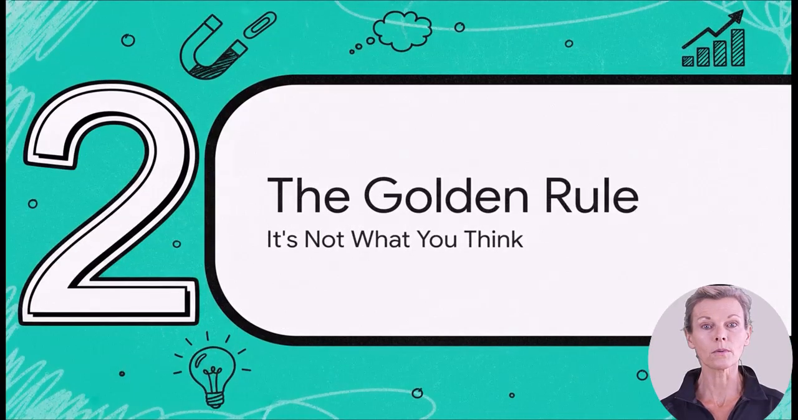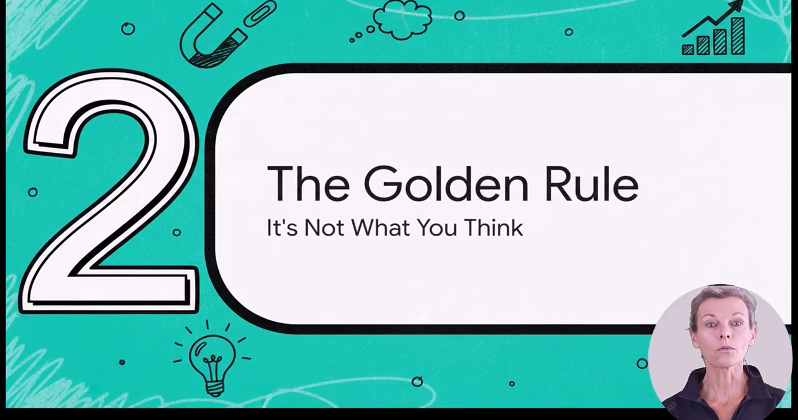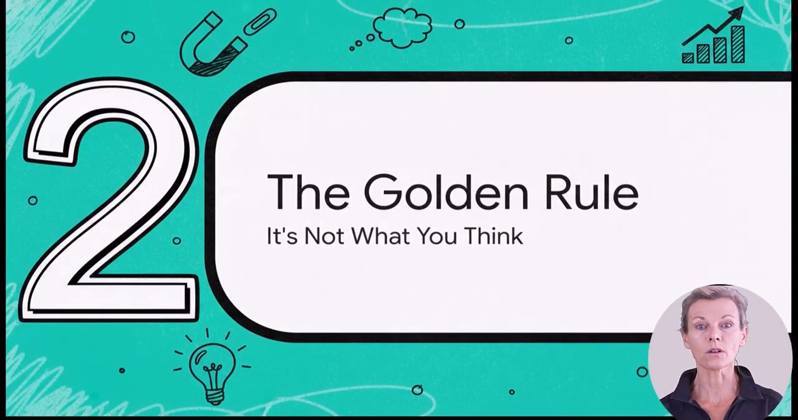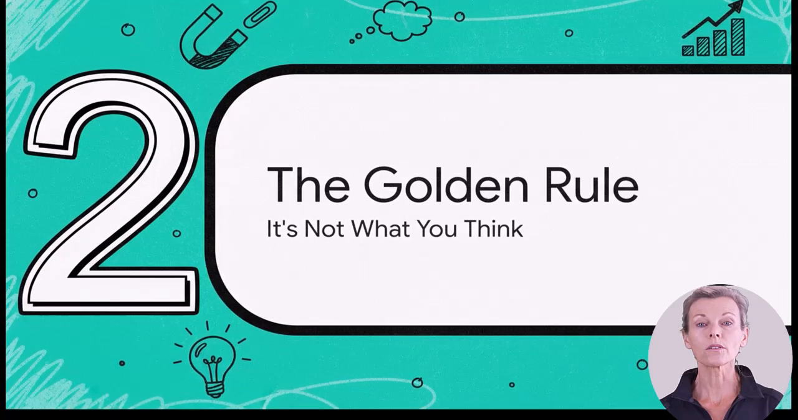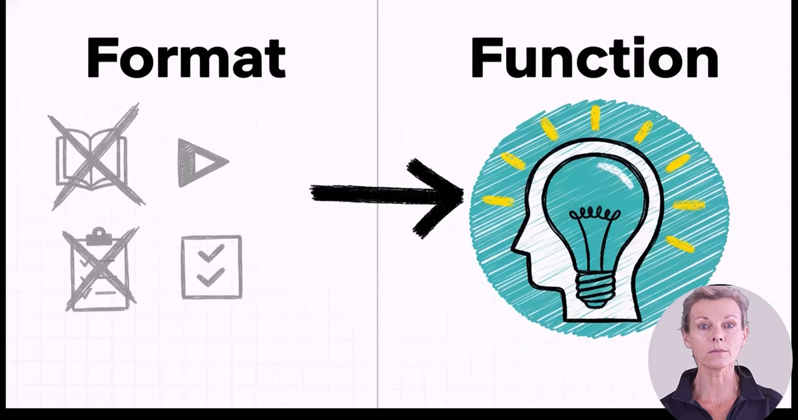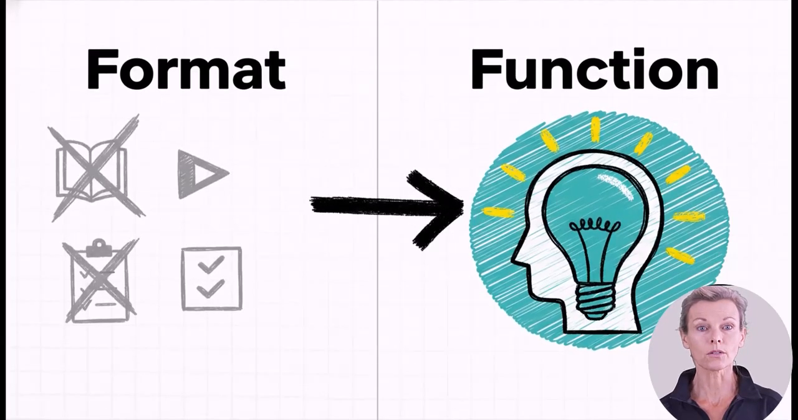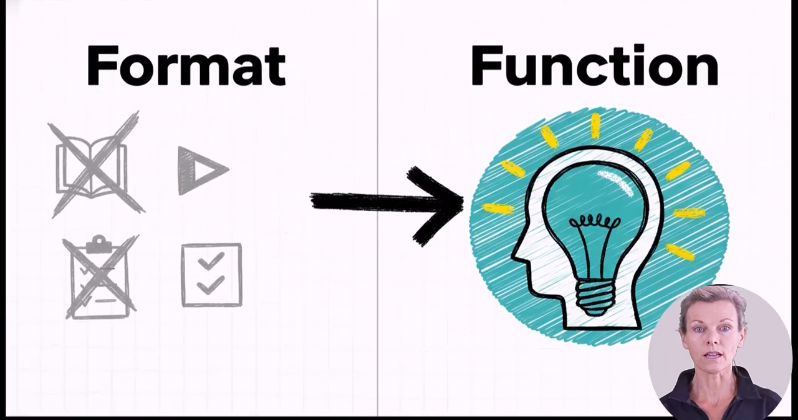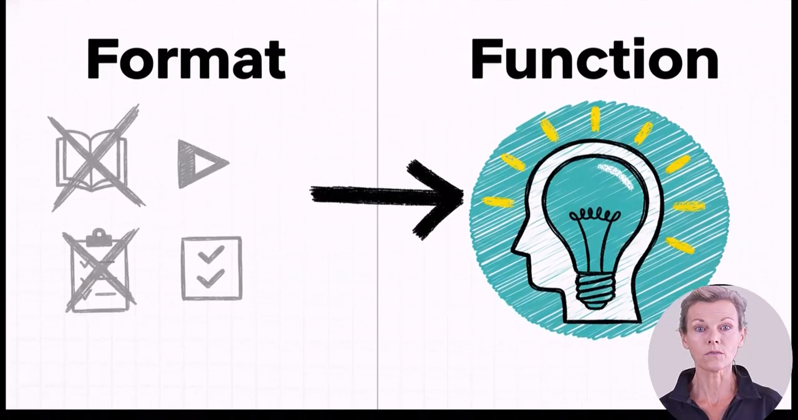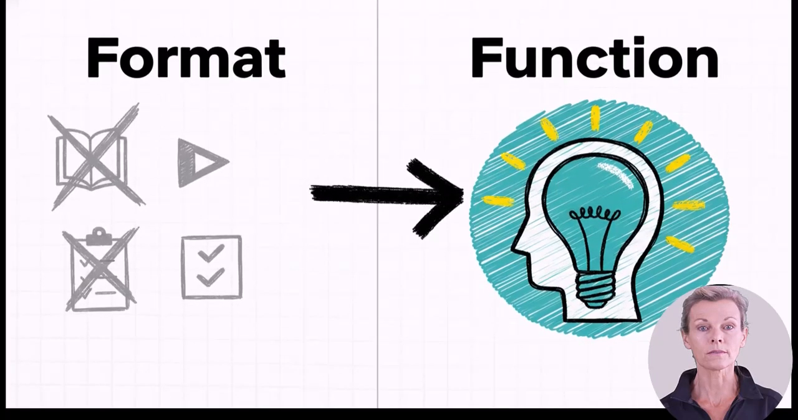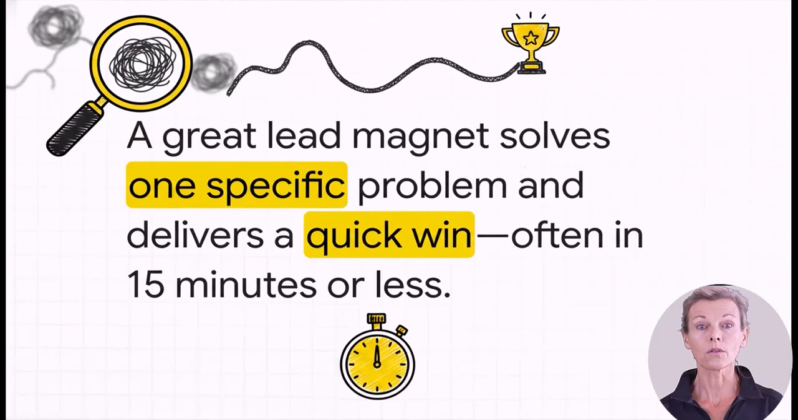Okay, now for what might be the most important part of this whole breakdown. There's a huge misconception about what makes a lead magnet successful, and I'm telling you, it's probably not what you're thinking. So many people get stuck for weeks, sometimes even months, just agonizing over whether to create an ebook or a video series or a checklist. But here's the secret. The format is secondary. It really is. What truly matters is the function of the lead magnet, the specific job it does for your prospect. And this is the golden rule right here.